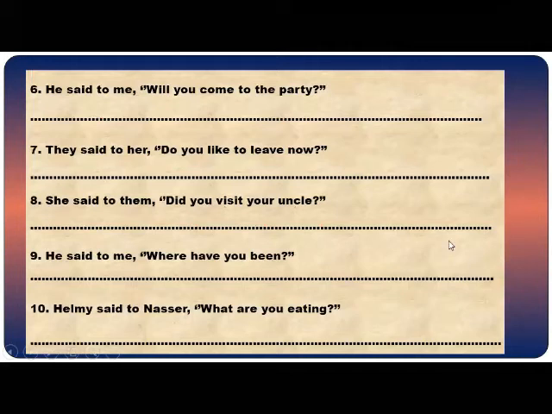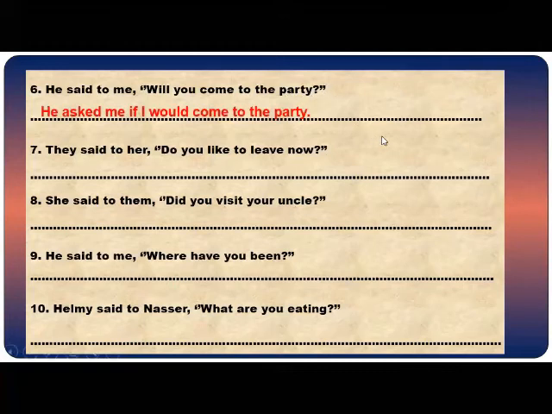Okay. He said to me, will you come to the party? He asked me if I would come to the party. Okay, he asked me if I would come to the party.